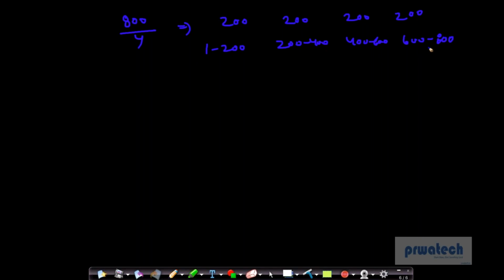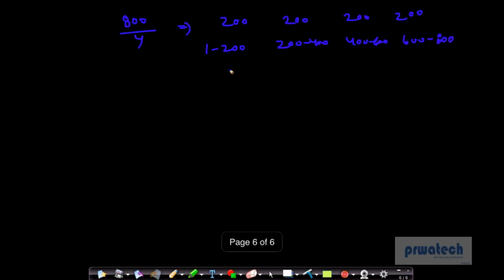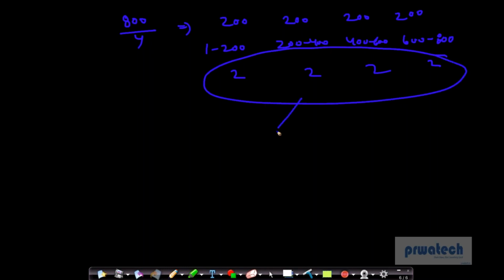This is what I was looking for. Every mapper will get 2, 2, 2, 2 results. I have optimized my query. Instead of sending 4 records to one mapper, now I'm sending 2 records to one mapper. Let's see quickly how this will actually work and how my output will look. I'm expecting output like this: 2, 2, 2, 2.